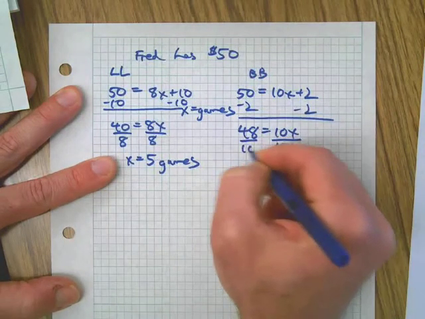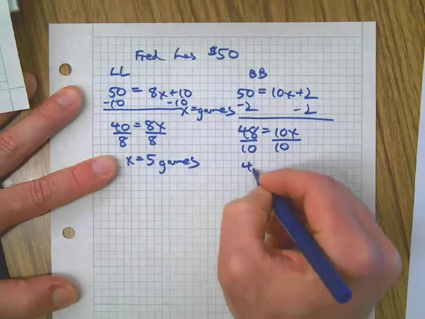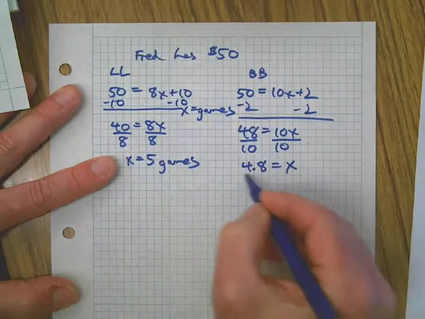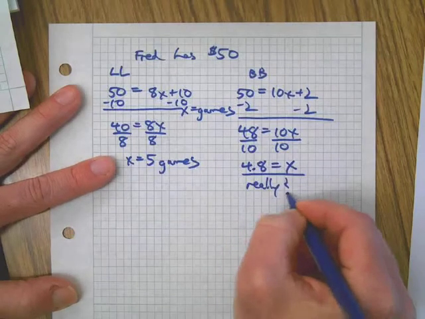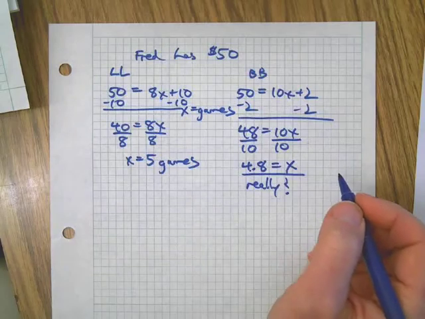Divide by the coefficient. 4.8. What does that really mean for this situation? Right, you can't bowl 4.8 games. That'd be like you're in the middle of your 5th game and they shut you down.